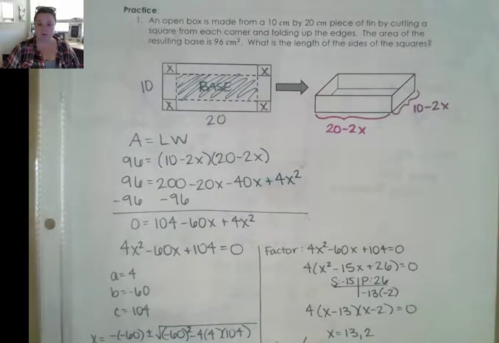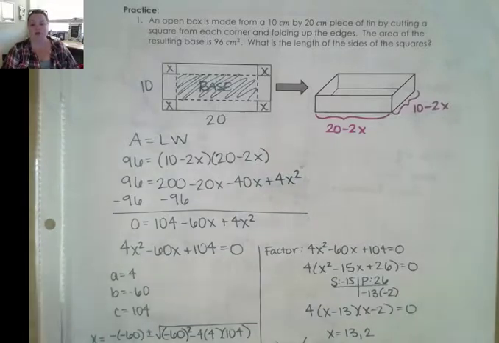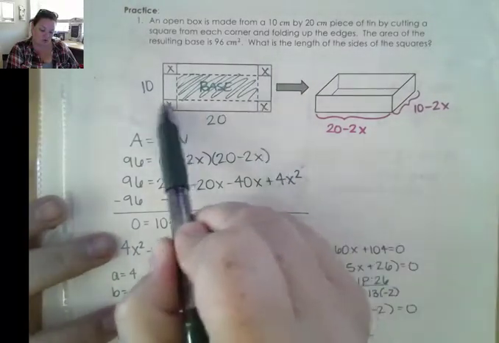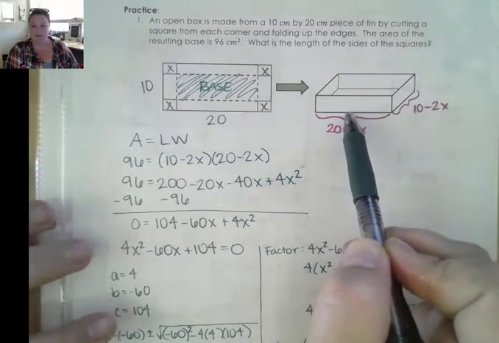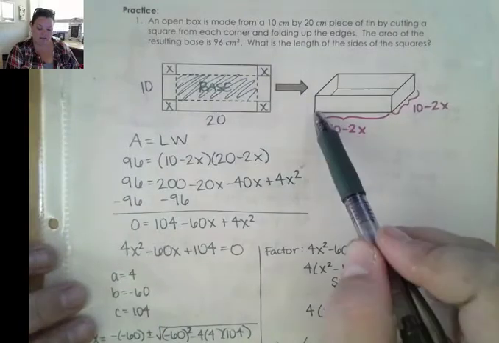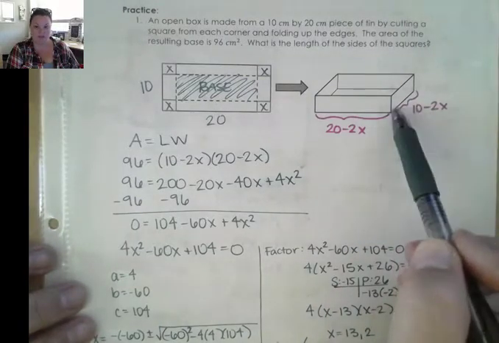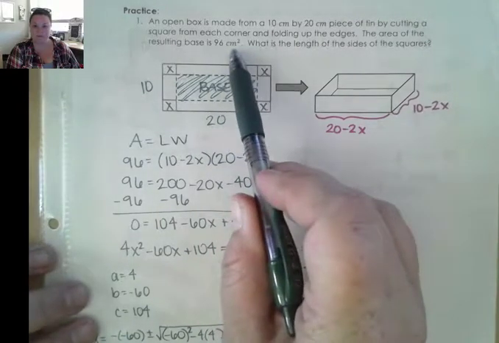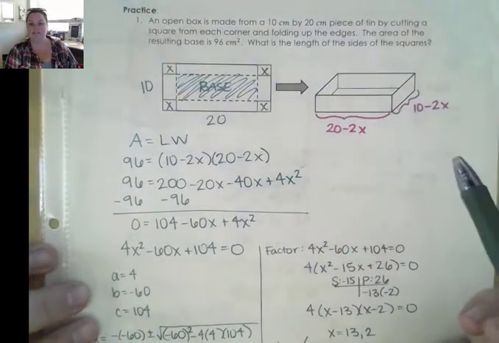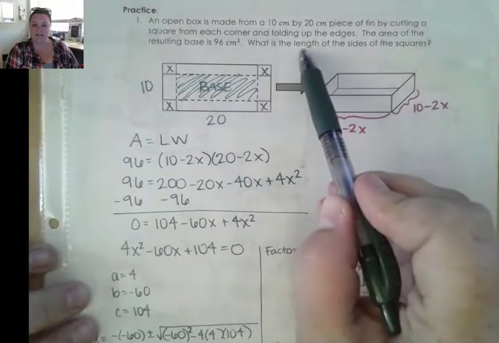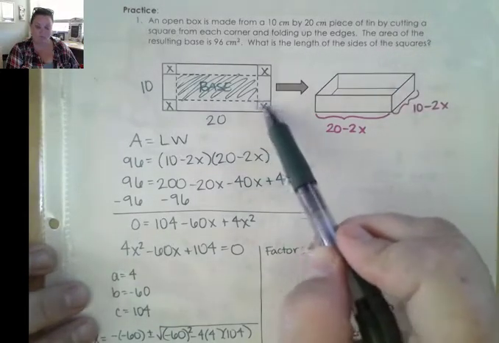Okay, let's go ahead and look at the first practice problem. The first one says an open box is made from a 10 by 20 centimeter piece of tin by cutting a little square from each corner and then folding it up so that we end up with a box, right? The area of the resulting box, meaning the length of the box times the width of the box, once it's made, so we're just talking about this base piece, is 96 centimeters squared. So what is the length of the sides of the squares? They gave us all this information, and they're asking us to find the length of the sides of the squares that we're removing here.